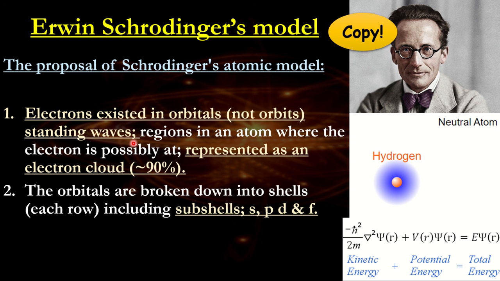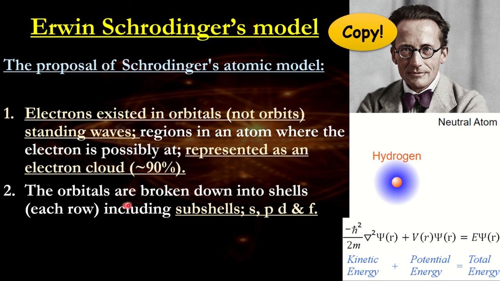Okay, so what was his actual contribution? There's two things. Firstly, the existence of not just orbitals, but as standing waves, they exist in an electron cloud. So they don't exist in specific orbitals, rather they exist in a specific region in which the electron cloud represents about 90 to 95% of where all the electrons will be in.